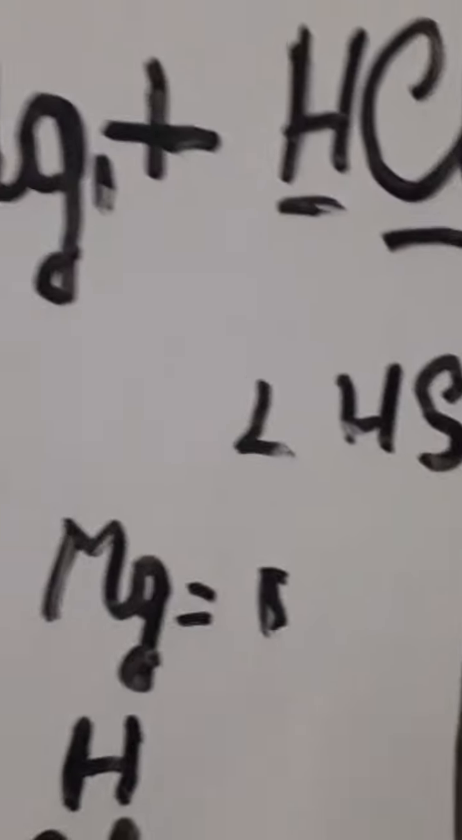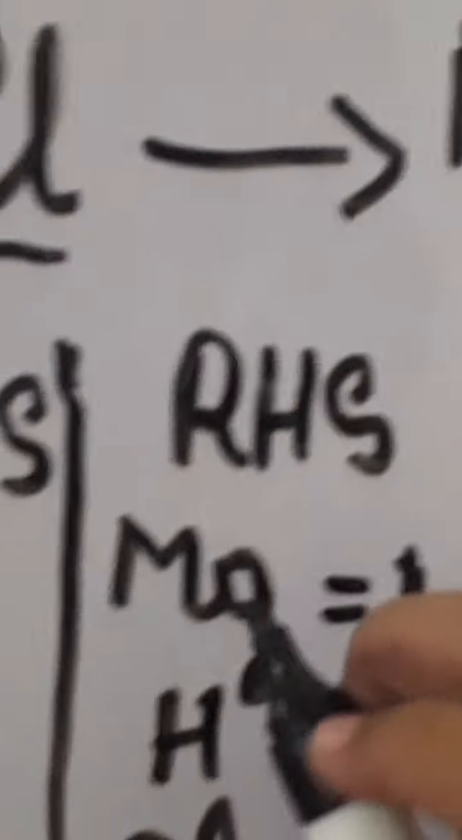Now we can see there is nothing in front of it, it means it is 1. Here also it is 1. In hydrogen also it is 1. Same with chlorine. Here hydrogen has 2. So we will write 2. Chlorine also has 2. So we will write 2.